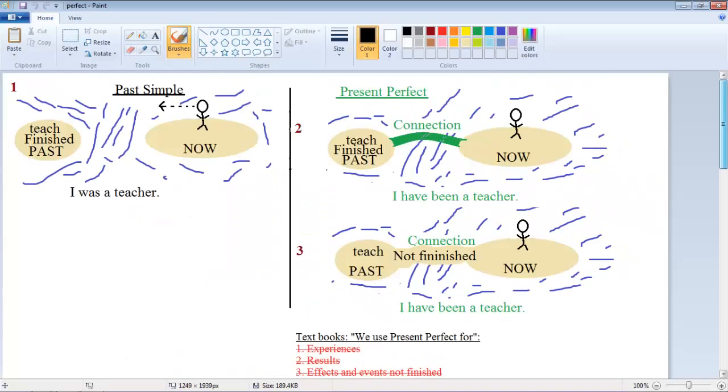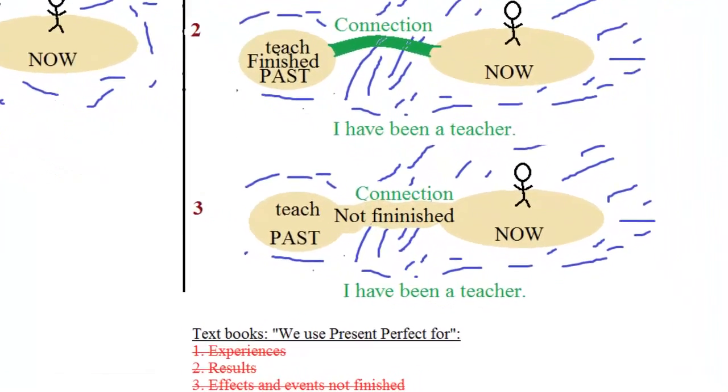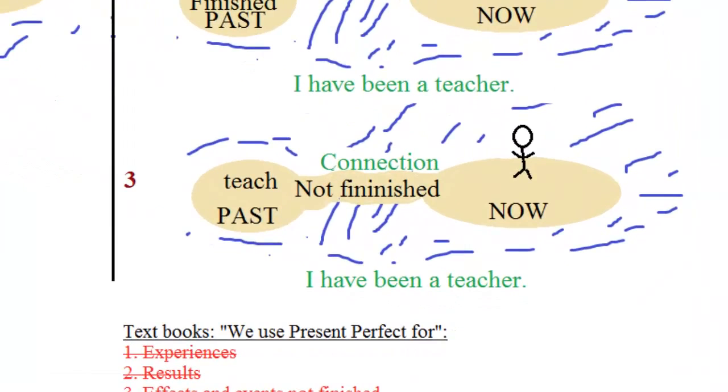Now let's take a look at the third part of this lesson. Here we have the island in the past again, teach. In this example, the island is already part of my island now. This represents an action that's not finished.